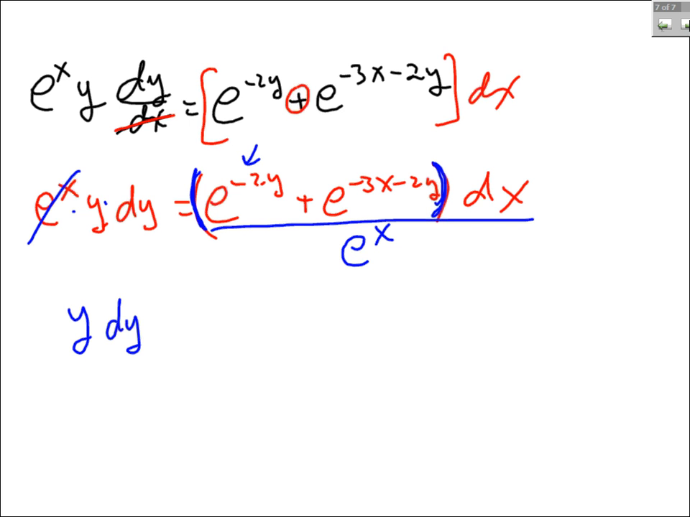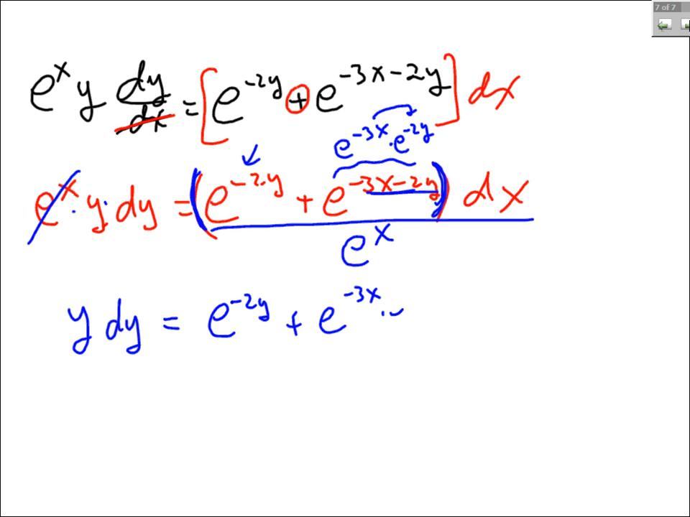Now remember that you add exponents if the bases are the same. e to the negative 3x minus 2y is the same as e to the negative 3x times e to the negative 2y, because when you add those exponents, you get negative 3x minus 2y, exactly what we got. So let's just write it down: e to the negative 2y plus e to the negative 3x times e to the negative 2y, times dx.